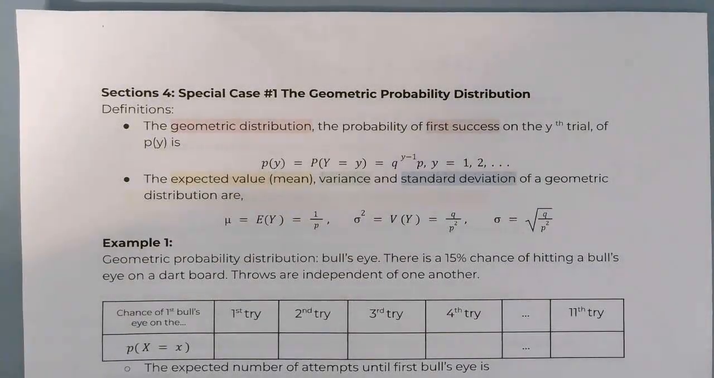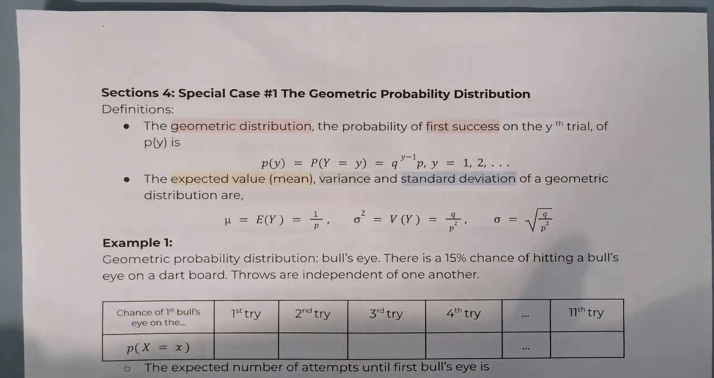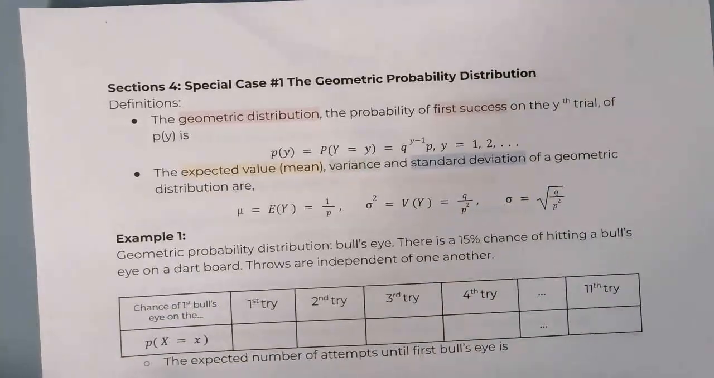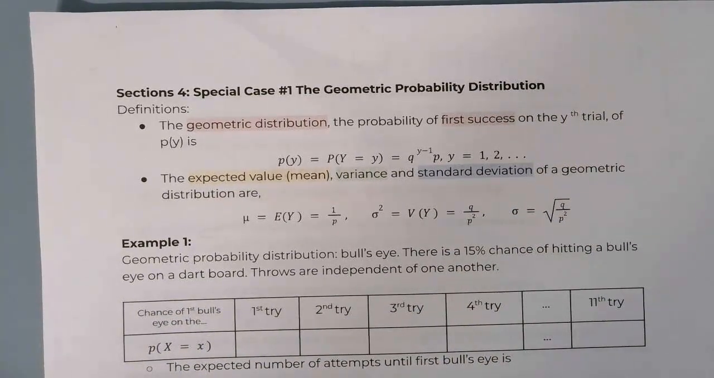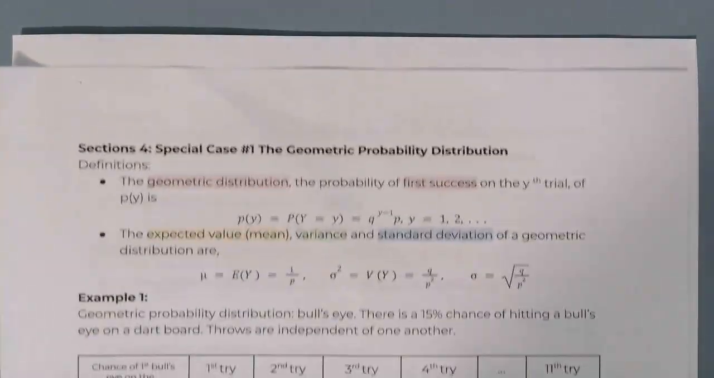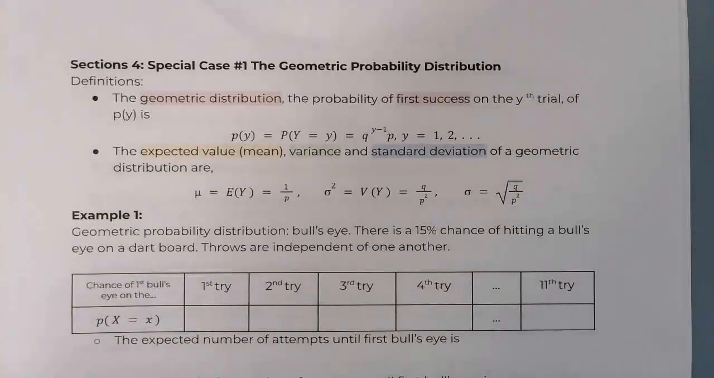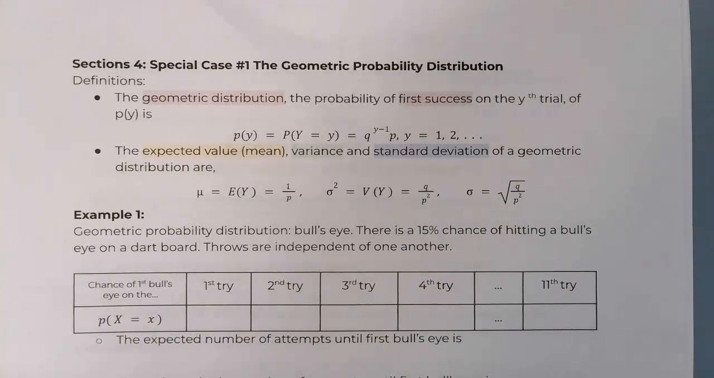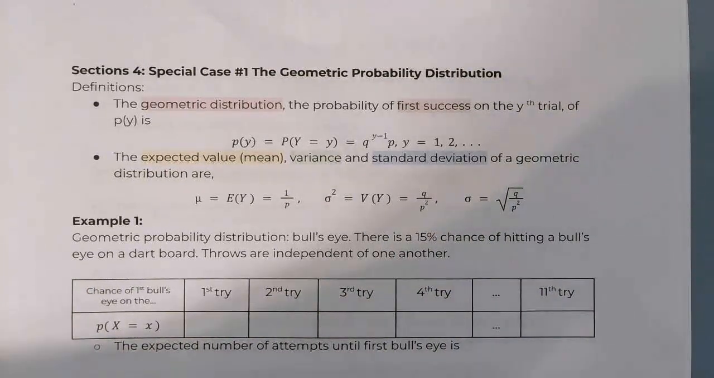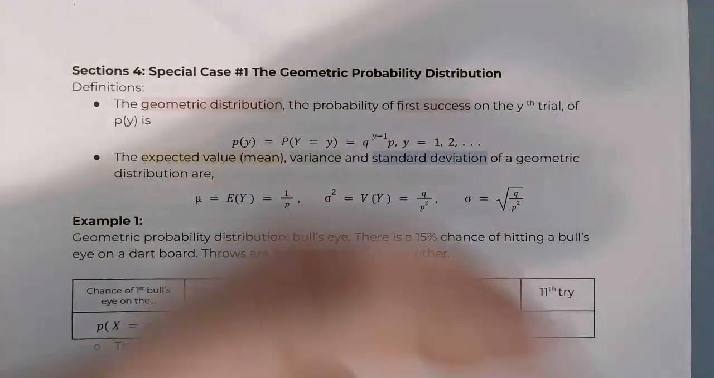In our last video, we learned about binomial distributions. In this video, we're going to focus on two special binomial distributions, a geometric probability distribution and a negative binomial distribution. If you recall in the last video, the binomial had an outcome of either yes or no, or for or against.